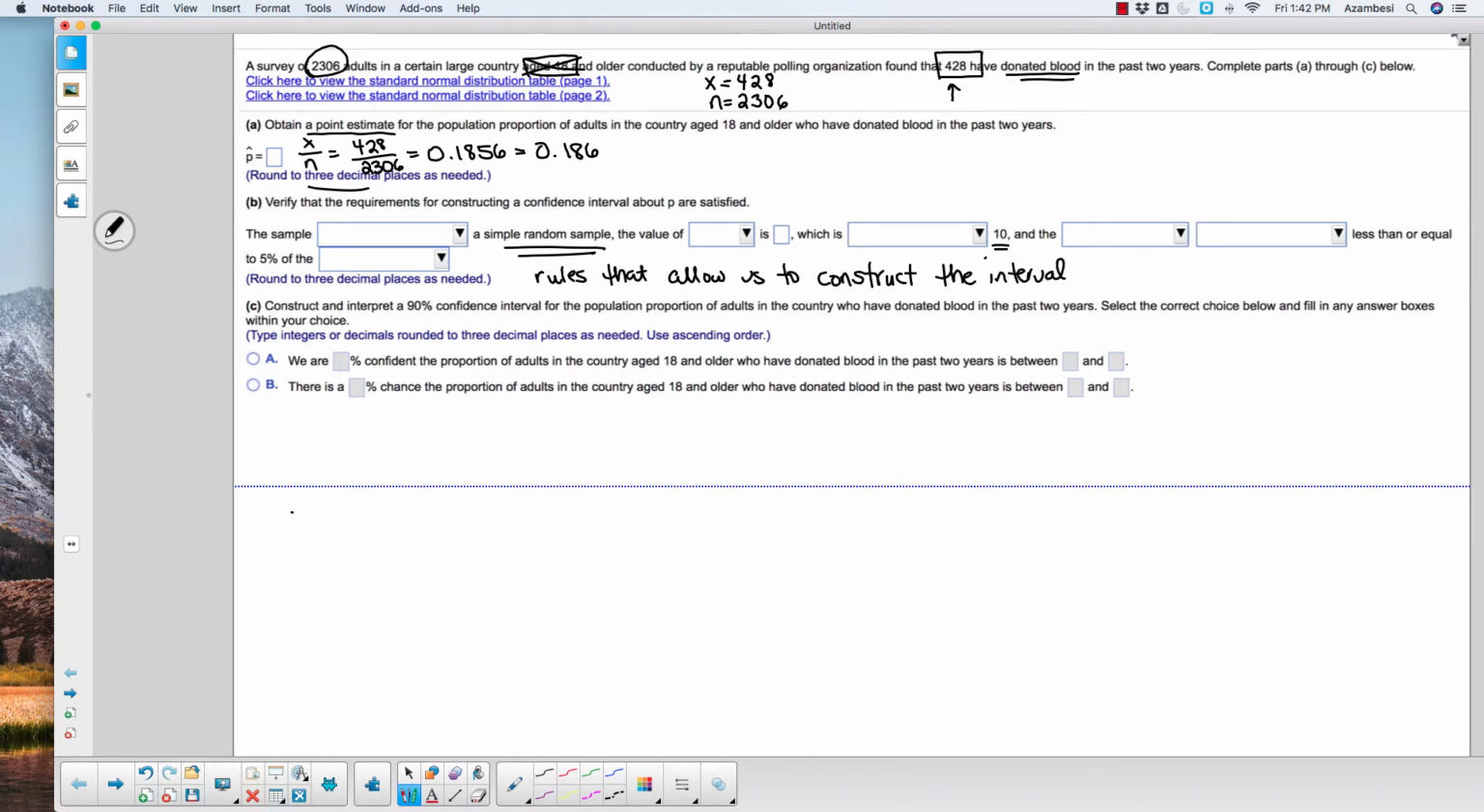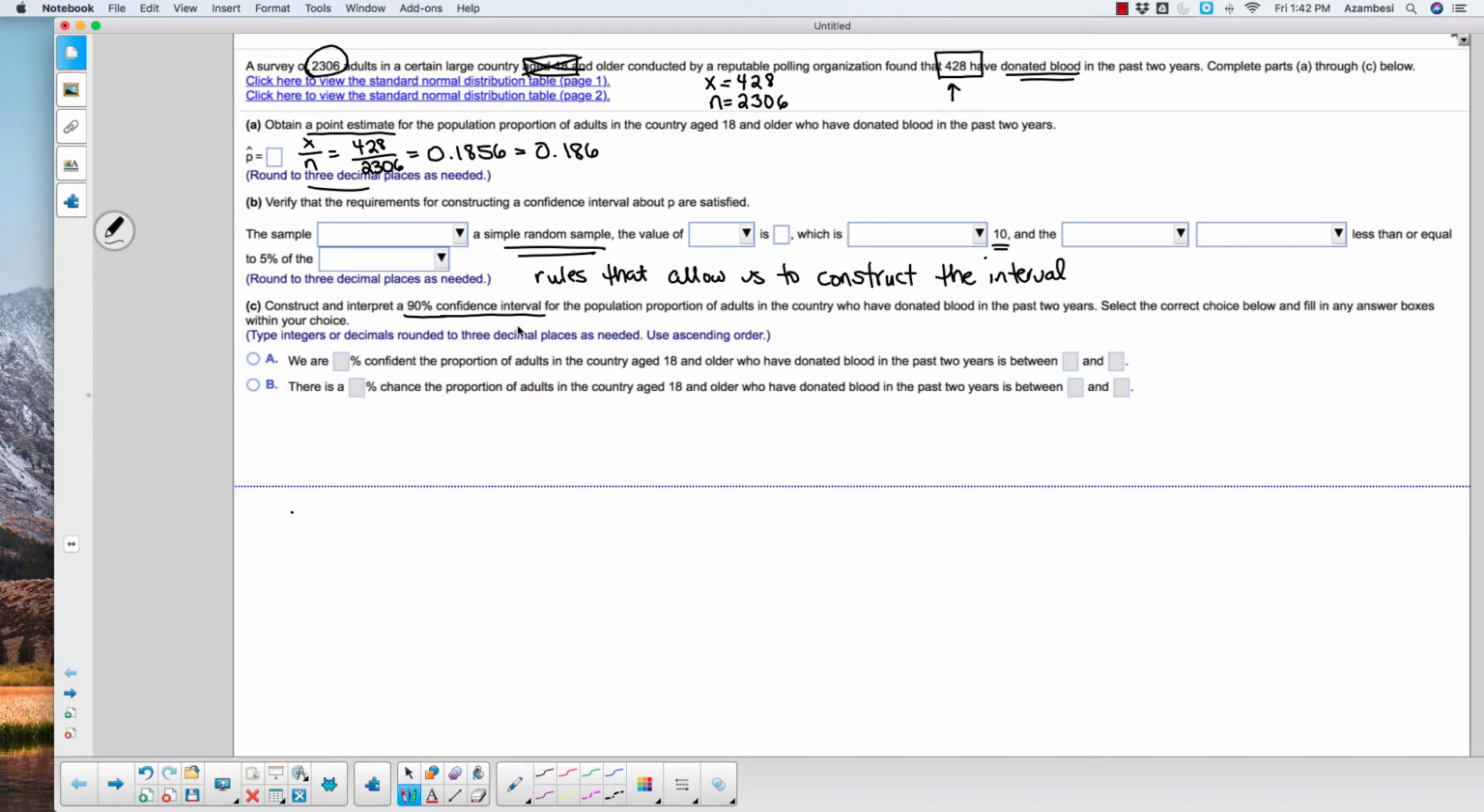Now we use a sample in order to estimate where the population proportion is going to be, and every time we do that, we do it with a level of confidence. So this one asks us to find a 90% confidence interval for the population proportion of adults who have donated blood in the last 2 years. So we are going to calculate that confidence interval. Now there are two ways to do this. There is a calculator method and there is a table method.